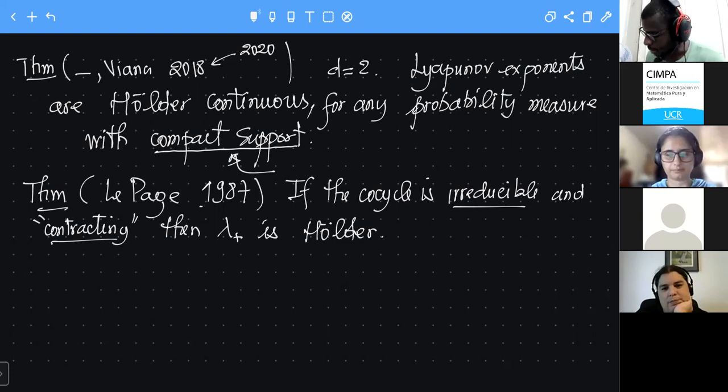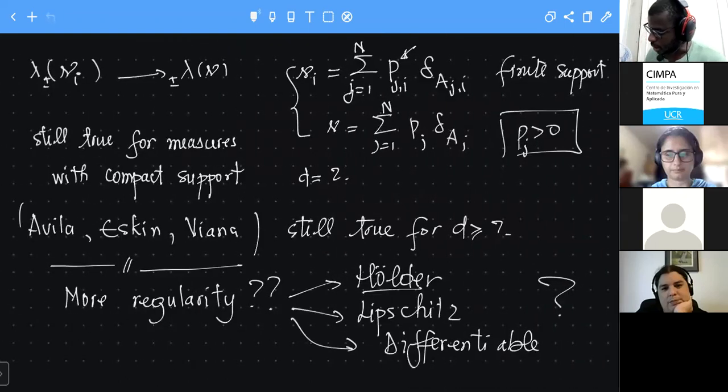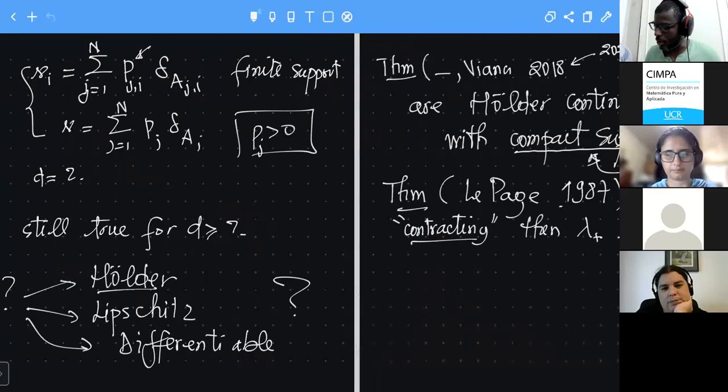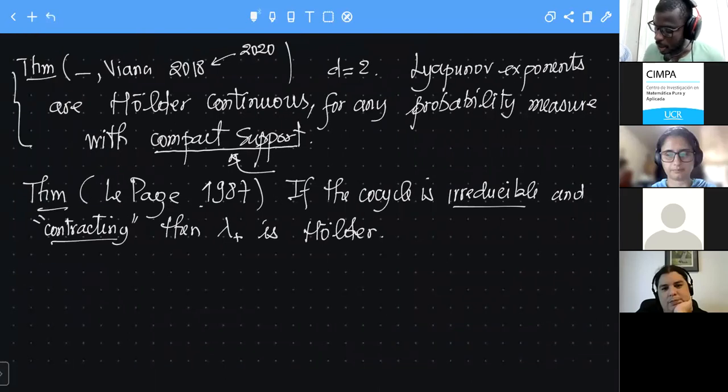But again, in this topology, where the P_i are positive, the topology is such that two measures are close if they are close in the weak-star topology and the supports of the measures are Hausdorff close. That's why I'm only taking compact support. In the space of compact subsets of GL(d), there is a natural topology, the Hausdorff topology: two compact sets are Hausdorff close if you can put each in an epsilon neighborhood of the other. This topology is metrizable, and when you metrize it you can properly state this theorem, getting Holder continuity with respect to that metric.